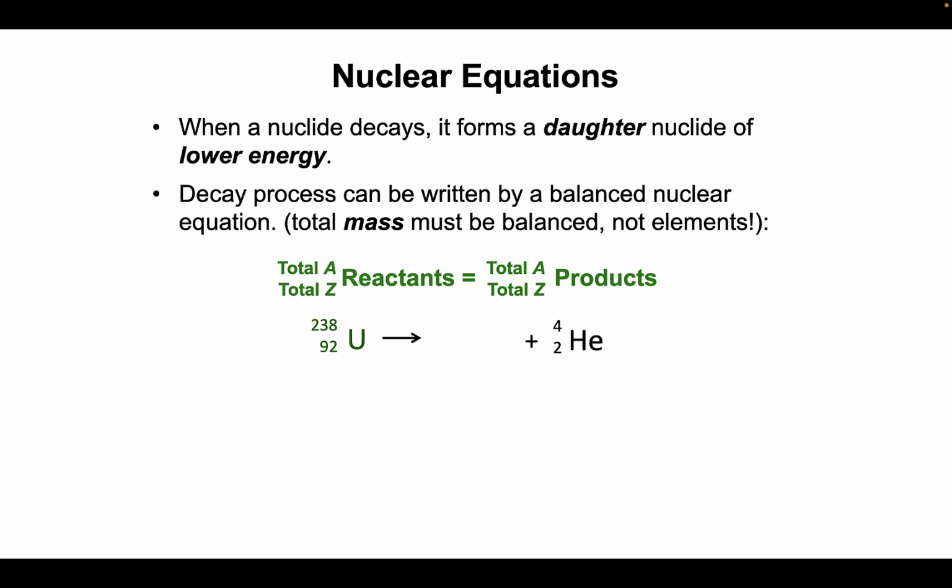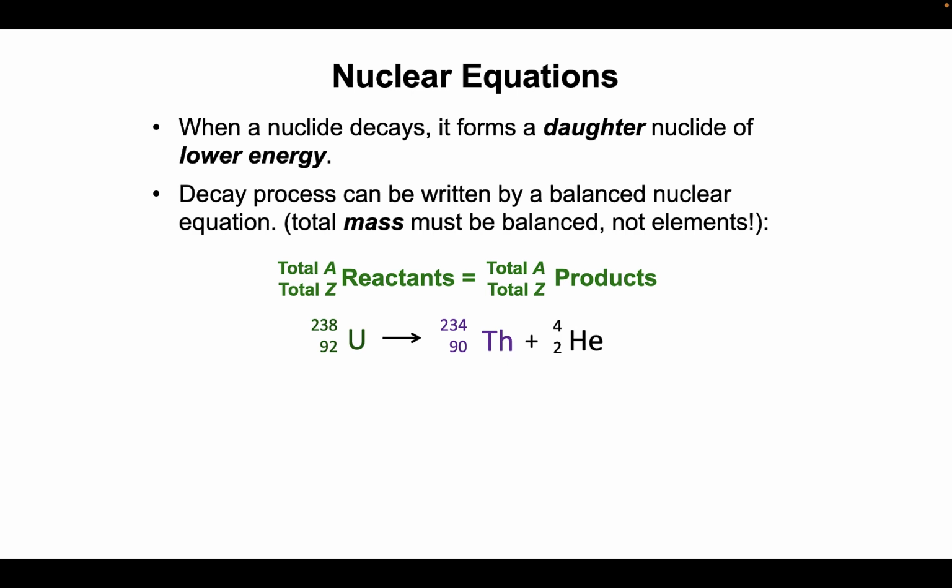So maybe give this one a little look here. We have a uranium that's turning into something plus a helium. On the one side, we have 238 total protons and neutrons and 92 protons. And the helium has 4 protons and neutrons and 2 protons. So what's missing here? What does this uranium become as it's losing this helium nucleus?